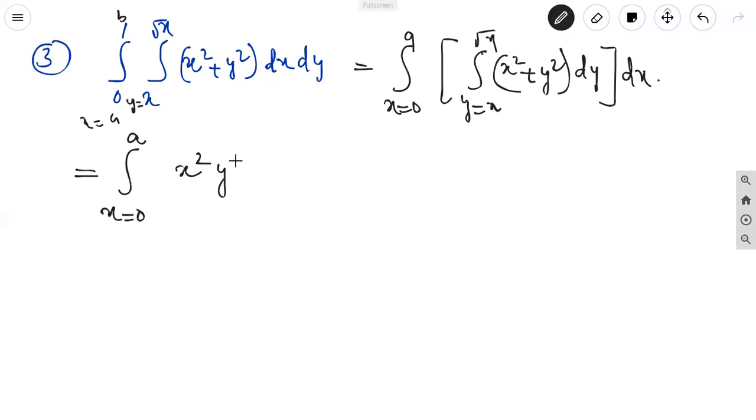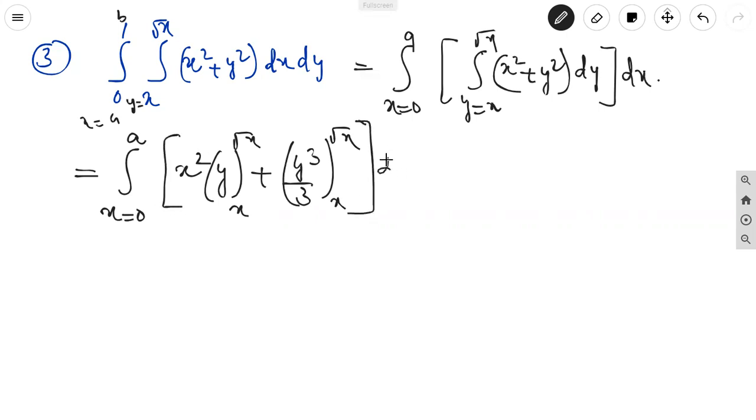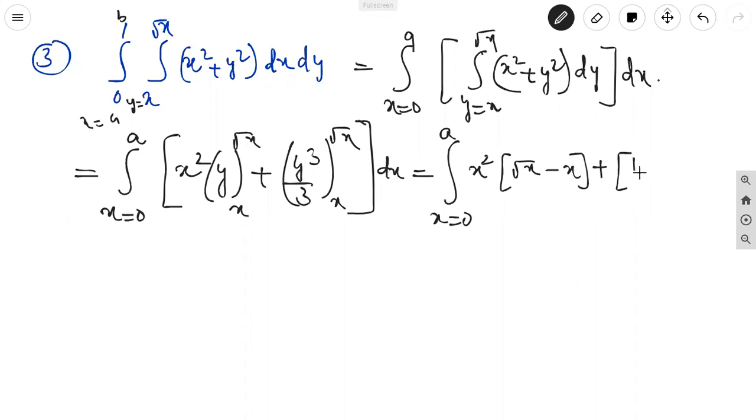So integral 1 dy is y, limits from x to root x, plus y square integration is y cube by 3, limits from x to root x whole dx. It is equal to integral x equal to 0 to a, x square, upper limit is root x minus lower limit is x, plus y cube by 3 means 1 by 3 into root x whole cube minus x whole cube by 3 whole dx.